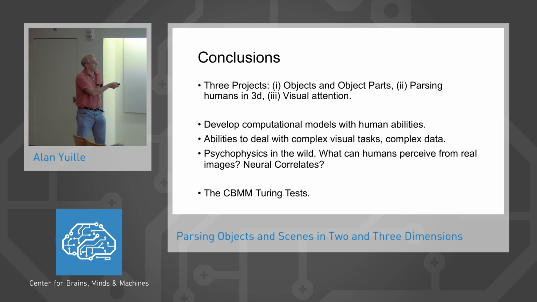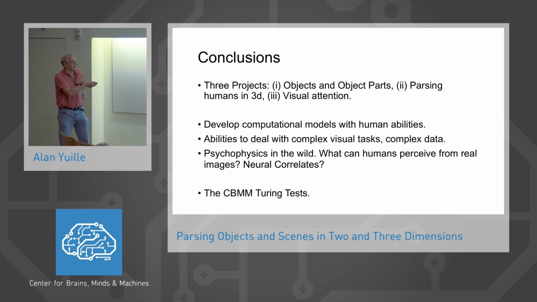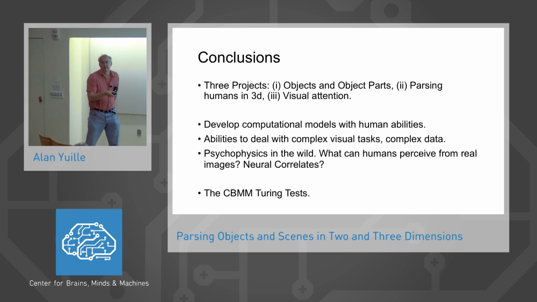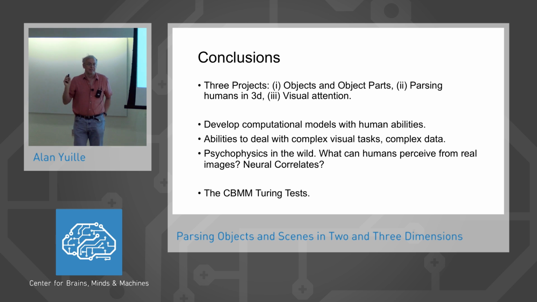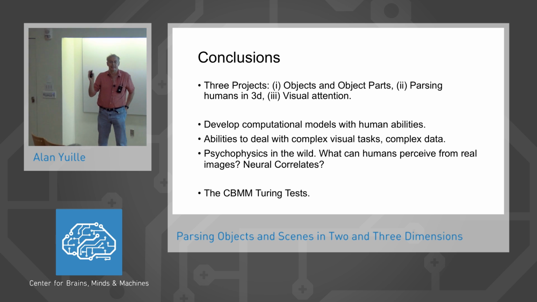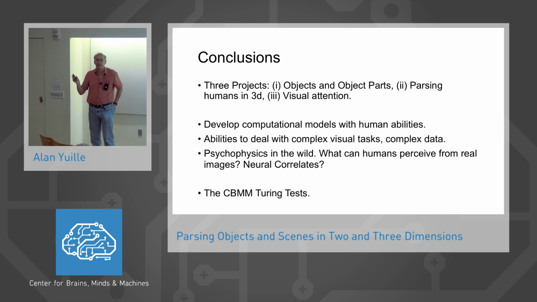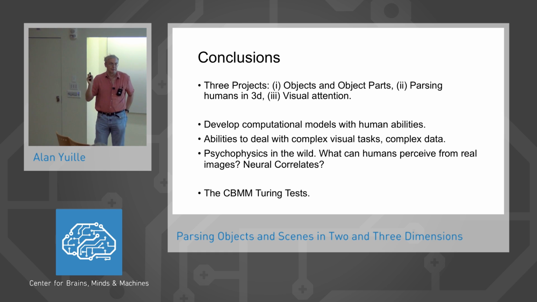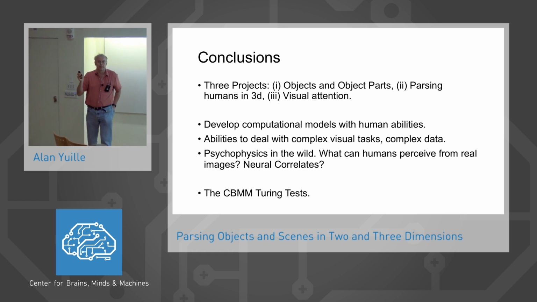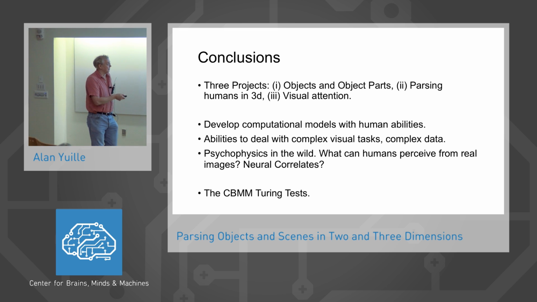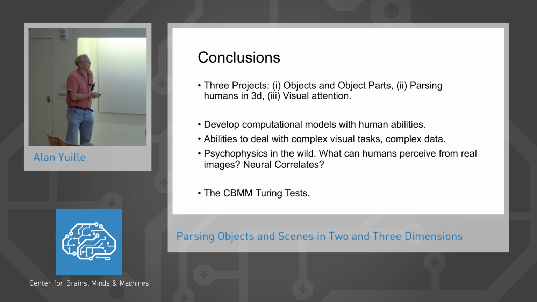So, the general principle that we're trying to follow is we want to develop computational models with human abilities. And as someone who publishes mainly in computer vision, I think trying to make things that work as well as humans is a really good goal to have, and to have data sets and challenges which cause that is one way of driving the theory forward. And that includes the ability to deal with complex visual tasks and complex data, and not restricting yourself to too simple problems.